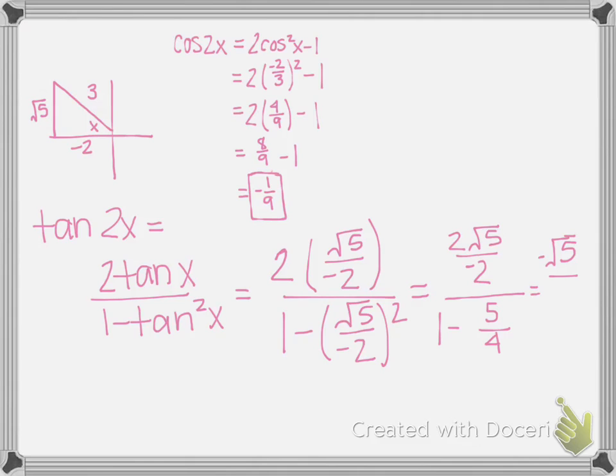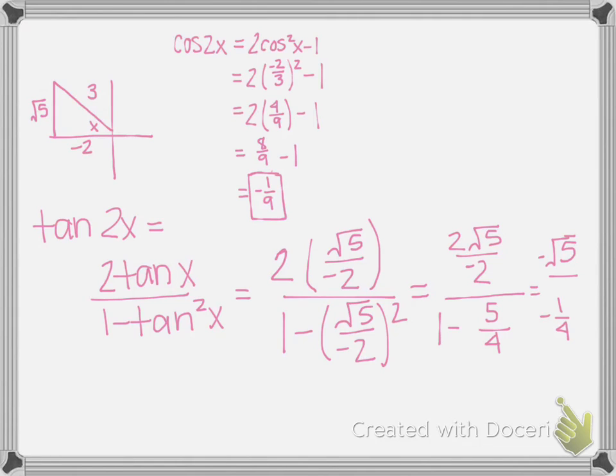All right. What's on the bottom? What's 1 minus 5 over 4? Oh, negative 1. Thank you, Kieran. I'm going to bring it back down here. So what do I do then? What's negative square root of 5 divided by negative 1/4?